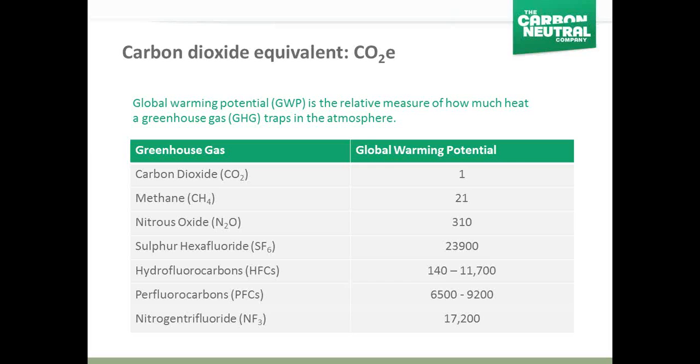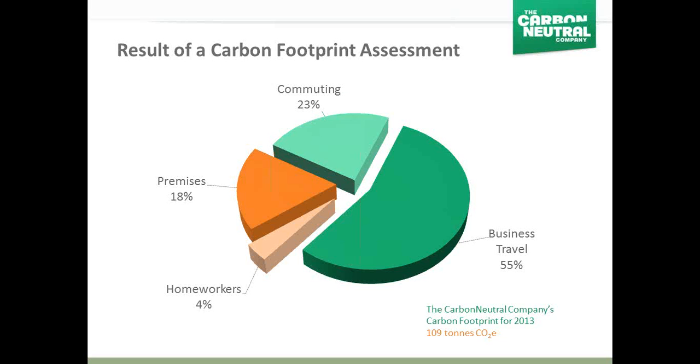Because carbon dioxide has the lowest global warming potential, we use it as the lowest common denominator, such that it acts as this currency for calculating the equivalent amount of any other greenhouse gas, and that enables us to account for all of them together using this one unit of measure.